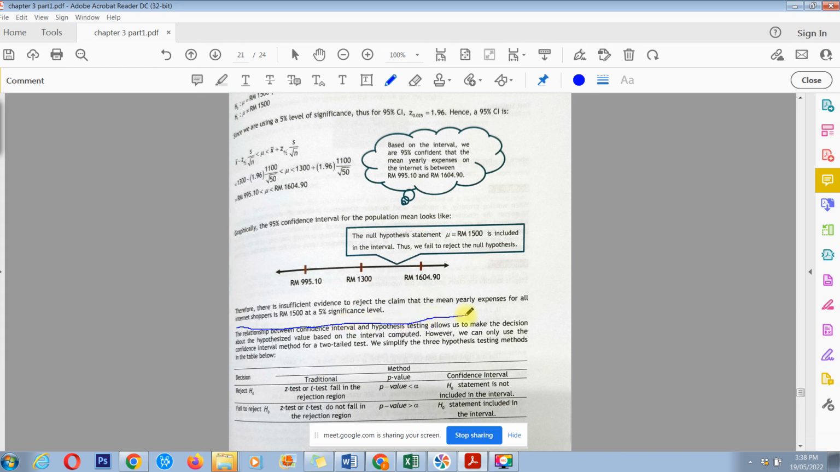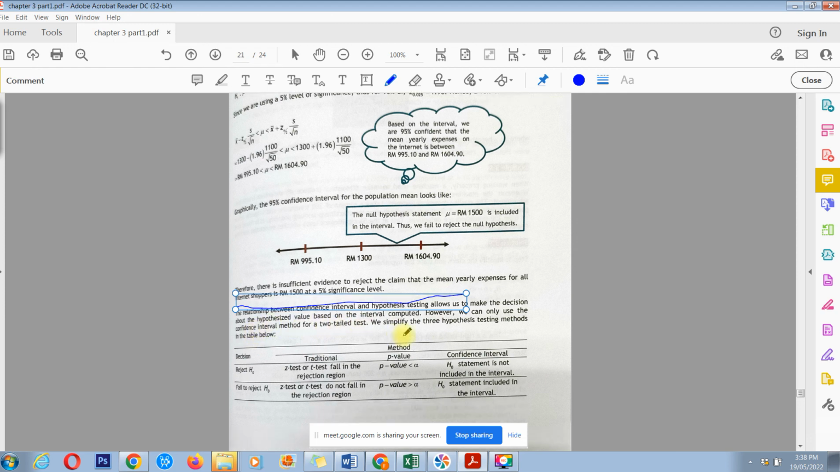So the relationship between the confidence interval and testing allows us to make a decision about the hypothesis based on the interval computed. However, we can use the confidence interval method only for two tail. Untuk two tail sahaja only. Only two tail. Okay, only two tail test only. Okay, only for two tail for this method.